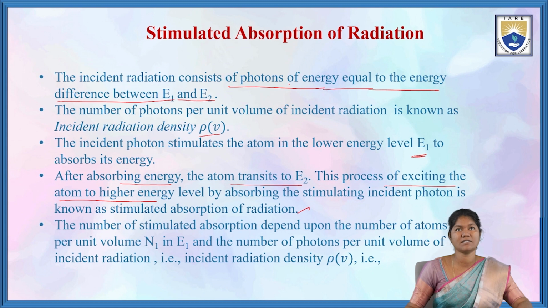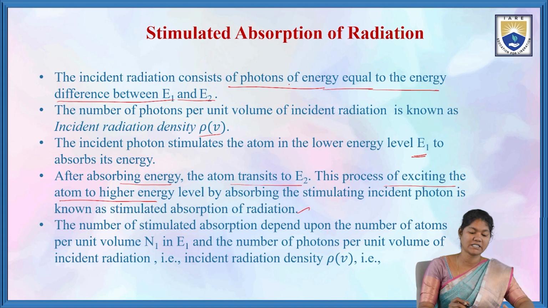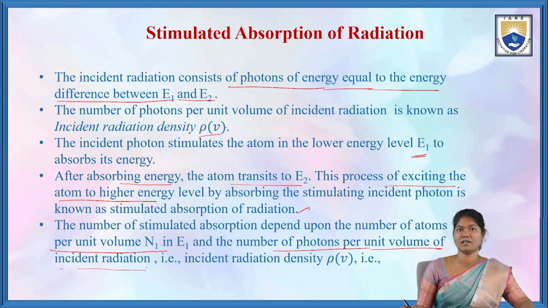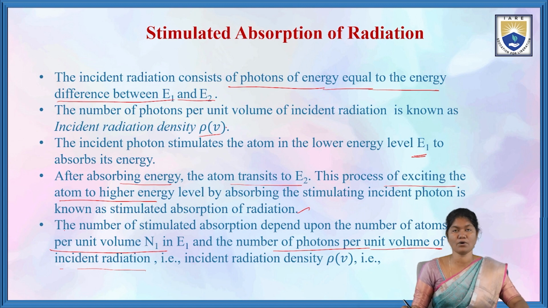This depends upon the number of photons per unit volume of incident radiation. The number of photons per unit volume of incident radiation is known as the incident radiation density, rho v. So the number of stimulated absorptions depends upon the number of atoms per unit volume N1 in E1 and the number of photons per unit volume of incident radiation, that is the incident radiation density, rho v.